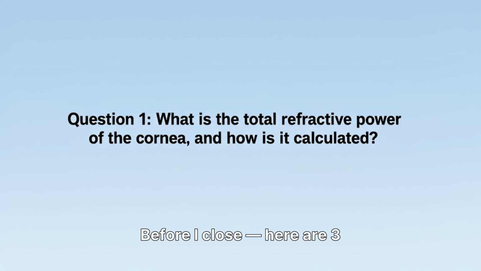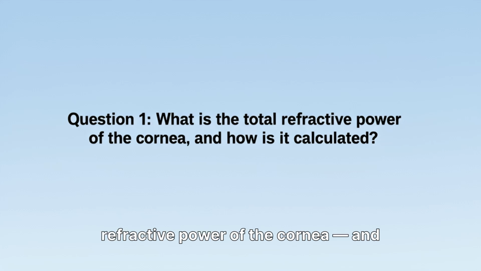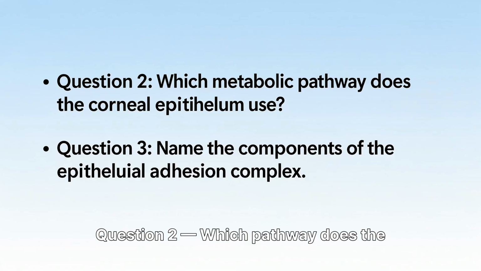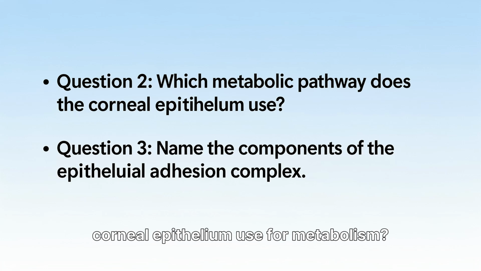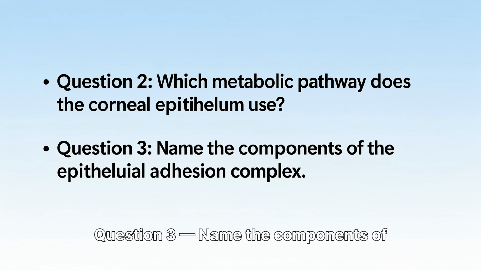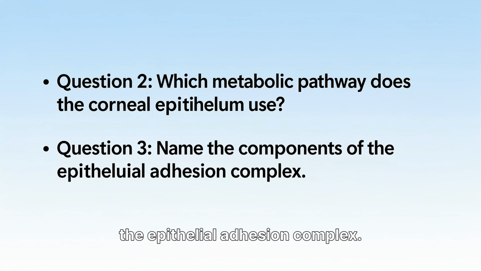Before I close, here are 3 questions for you. Question 1. What is the total refractive power of the cornea and how is it calculated? Question 2. Which pathway does the corneal epithelium use for metabolism? Question 3. Name the components of the epithelial adhesion complex.